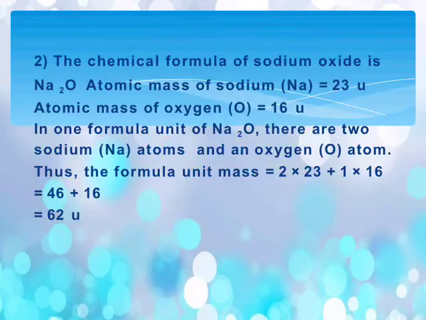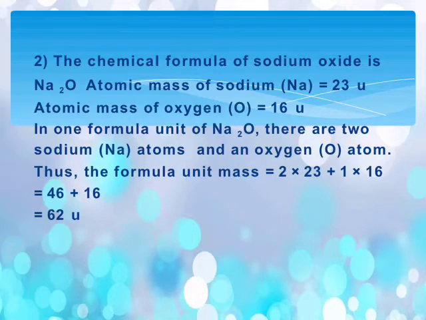Now continuing further, the chemical formula of sodium oxide is Na2O, and we know the atomic mass of sodium is 23 u and atomic mass of oxygen is 16 u. In one formula unit of Na2O, there are 2 sodium atoms and 1 oxygen atom, so the formula unit mass will be equal to 2 into 23 plus 1 into 16, that is 46 plus 16, so it is equal to 62 u. So it is a similar way of calculating the molecular mass, but the term is formula unit.